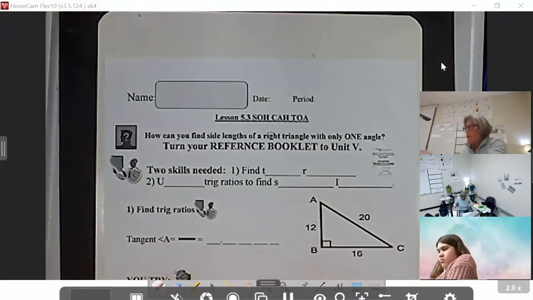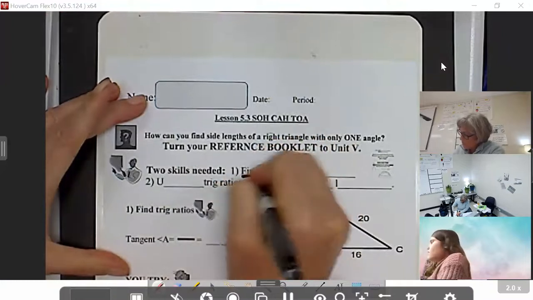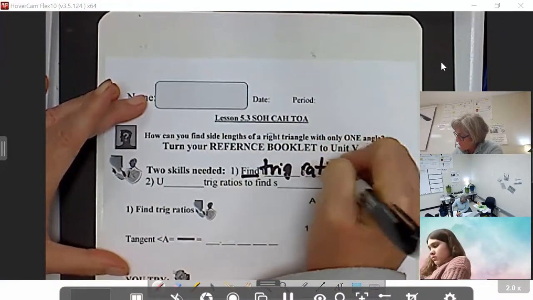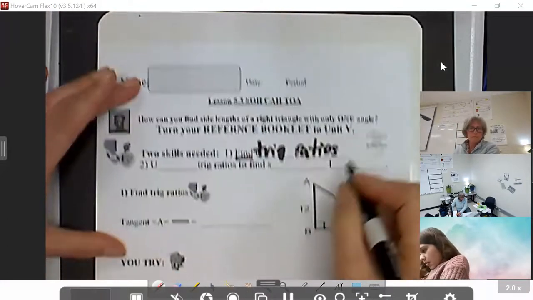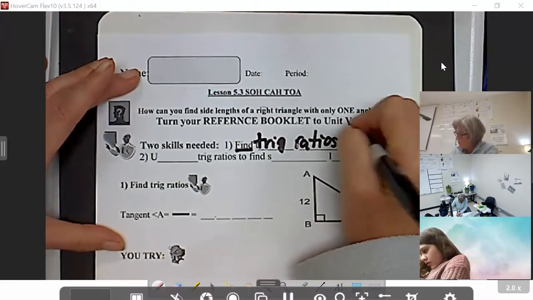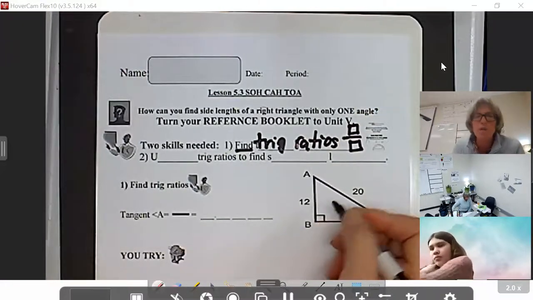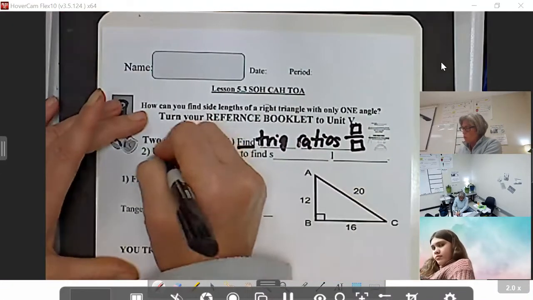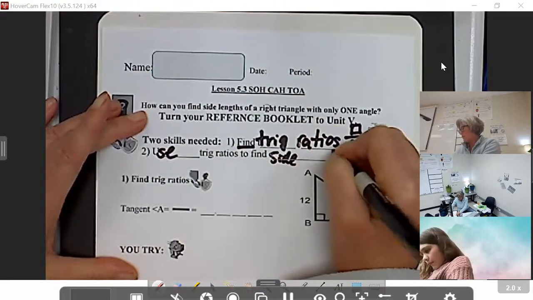All right. There's 2 things we're doing today. I'm on the first page of today's lesson. 1, we're going to find what are called trig ratios. When I say ratio, keep in mind it literally means a fraction. Something over something. 2, we're going to use trig ratios to find side lengths.